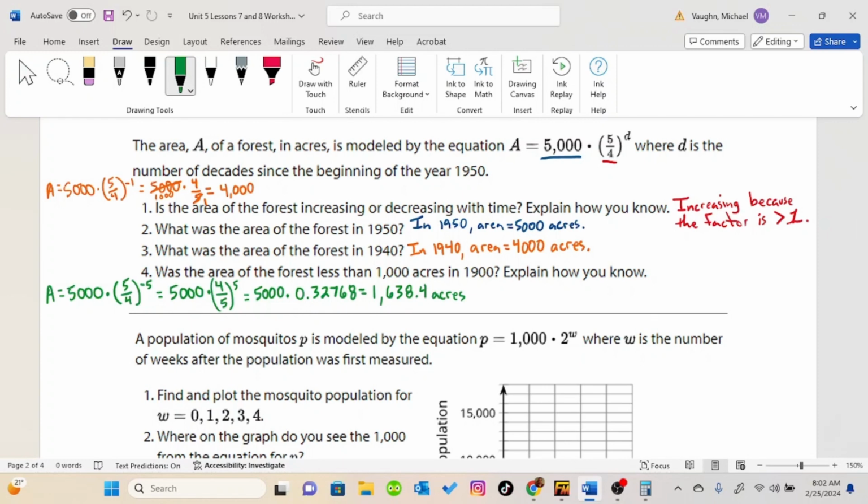So that means the area was more than 1,000 acres, because we just calculated that the area was 1,638.4 acres.